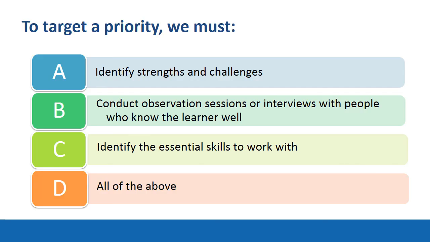Let's take a moment to review. To target a priority, what must we do? A, B, C, or D? If you chose D, all of the above, you are correct. We need to identify strengths and challenges, conduct observation sessions or interviews, and identify essential skills to work with to be able to target a priority.